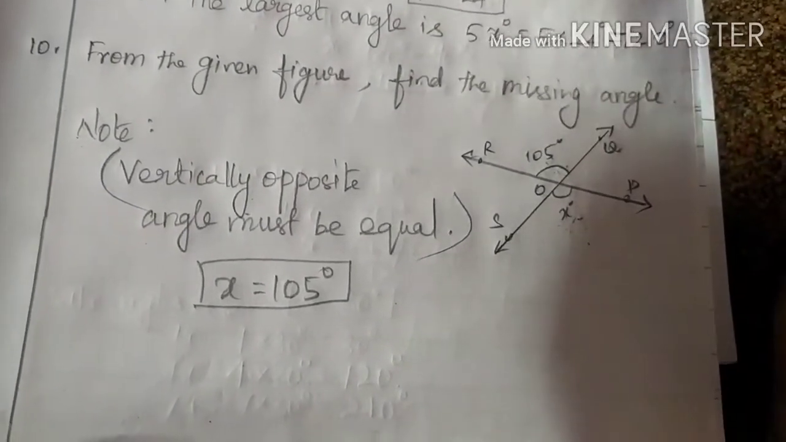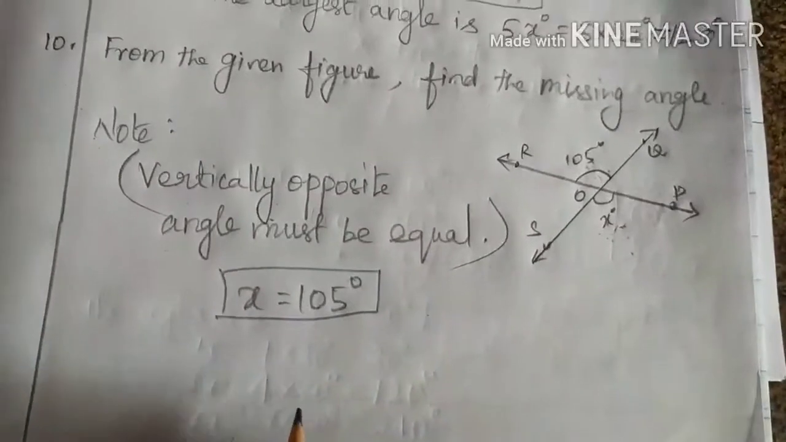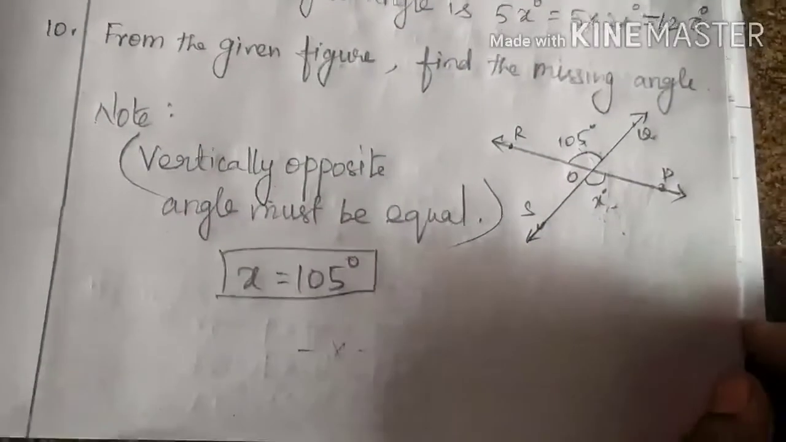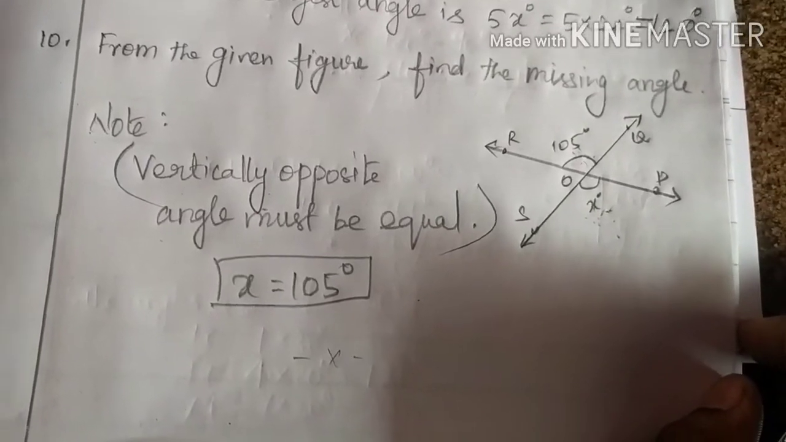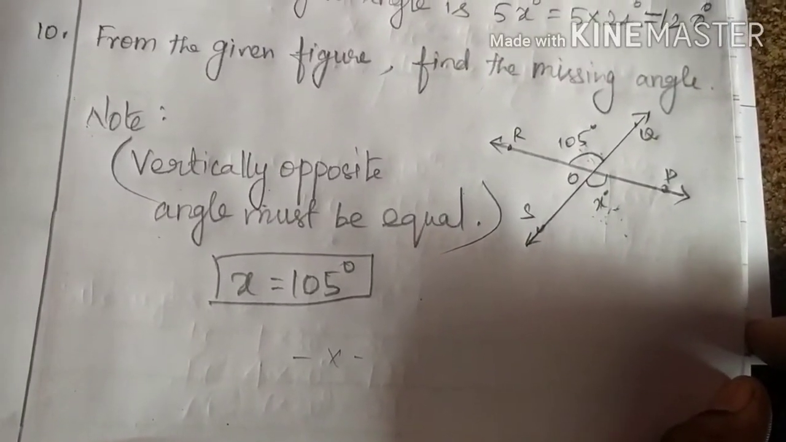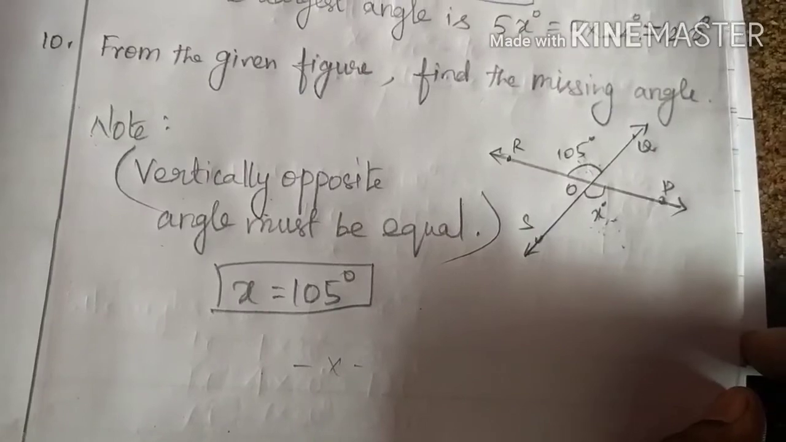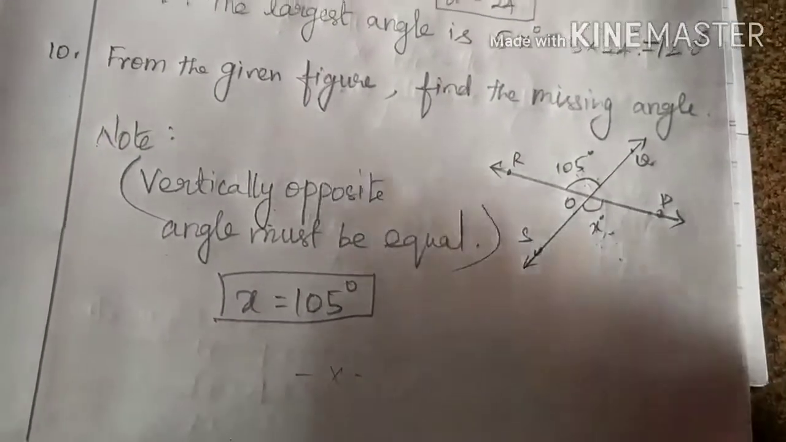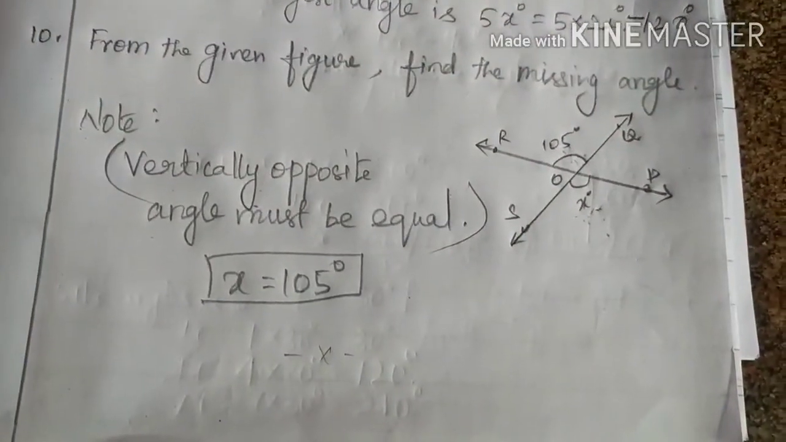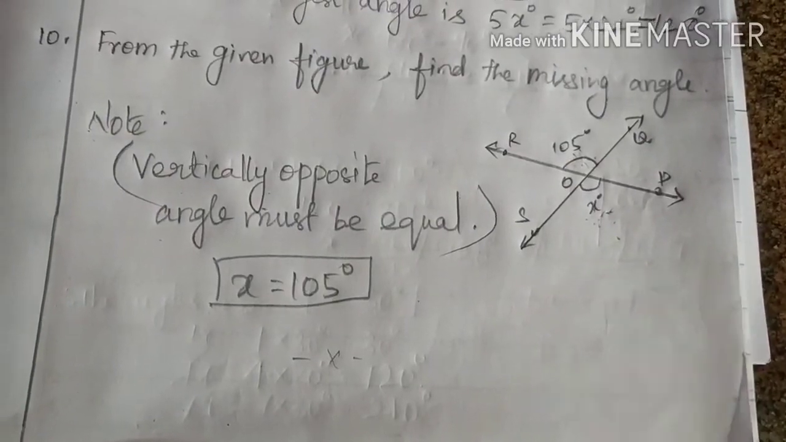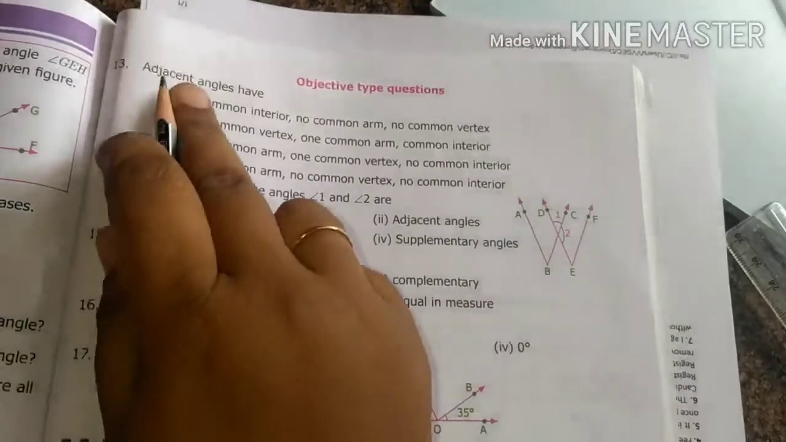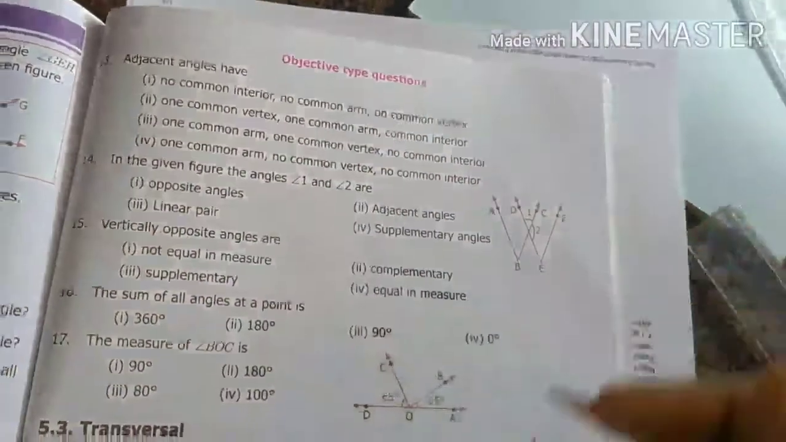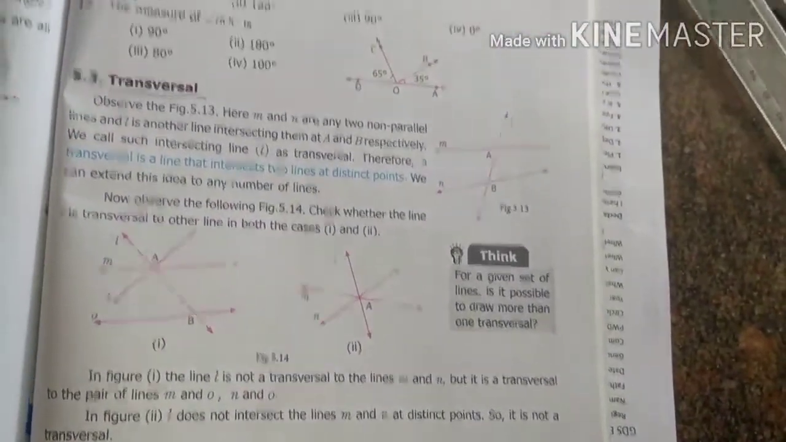Okay, have you clear children? Up to this I'm going to finish off this exercise sums. 11 and 12 don't want to do, and then I'm going to tell you now some of the objective type questions in the same exercise. You can see the book and mark the answers in the book itself for the objective type questions. Children, look at this objective type questions. This is book page number 93.